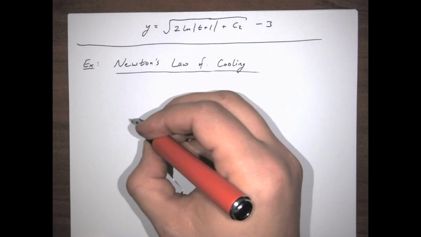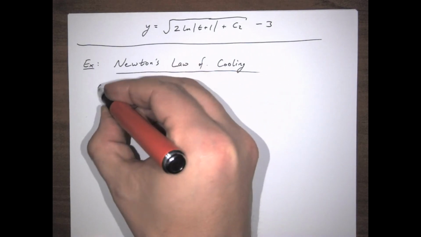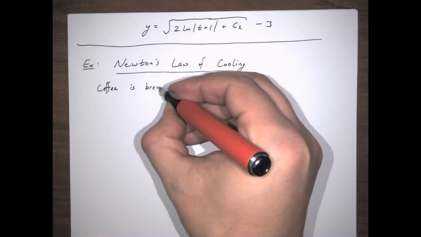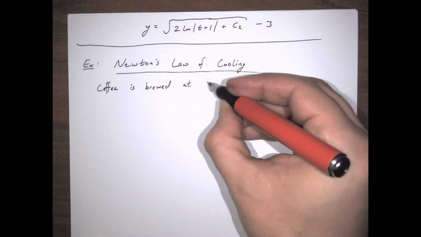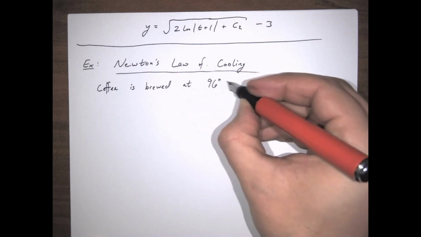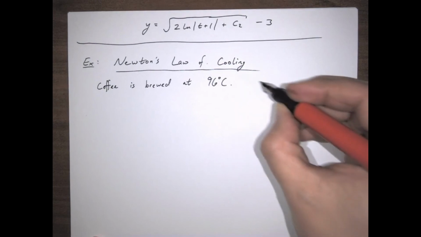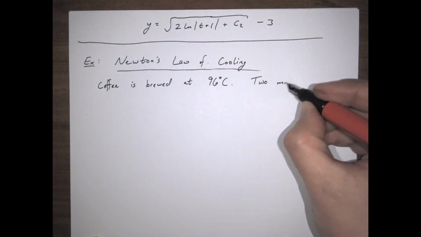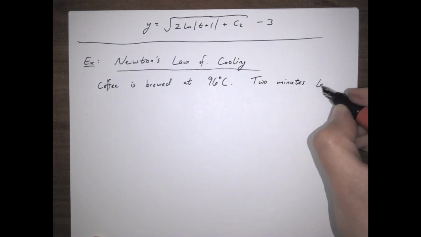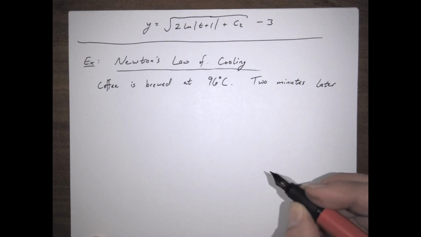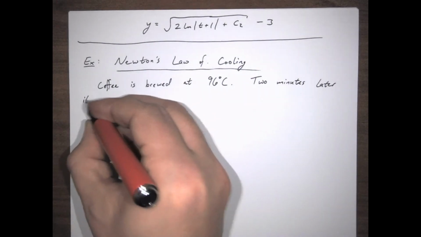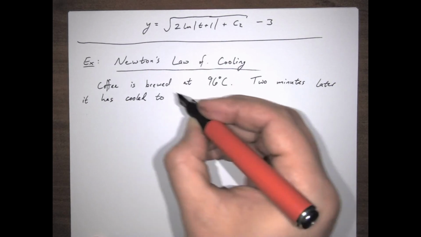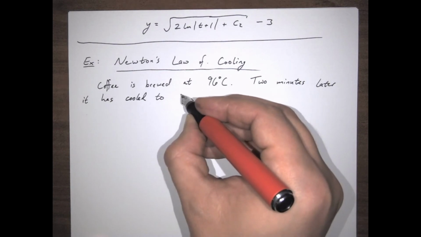All right, so here's the setup. Let's say coffee is brewed at 96 degrees Celsius. And then let's say that 2 minutes later, it has cooled to 93 degrees Celsius.